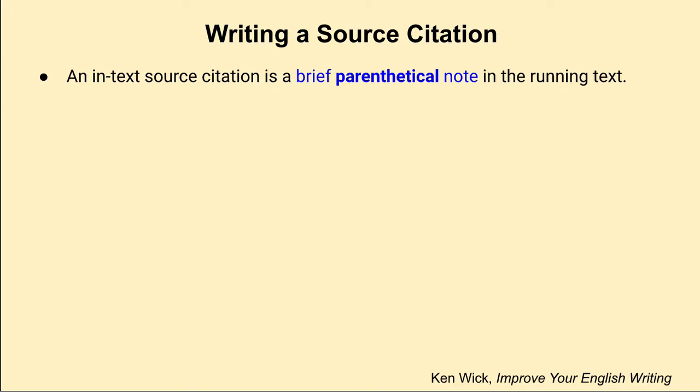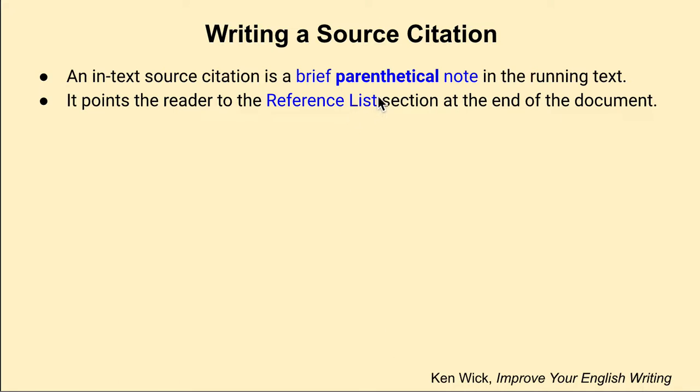So, an in-text source citation is a brief parenthetical note in the running text. So you would just have the running text, and then you would have a parentheses, and you'd have the source citation in parentheses. So that's what's meant by a brief parenthetical note, and I will show you many examples.